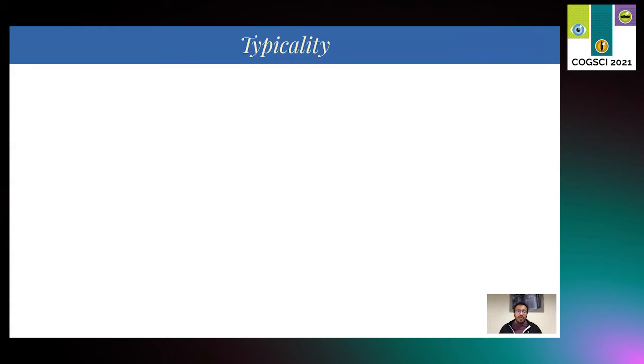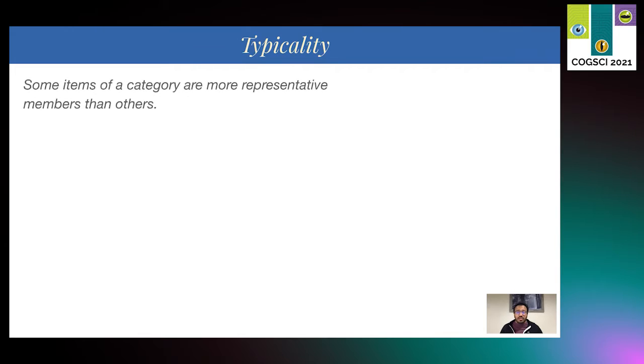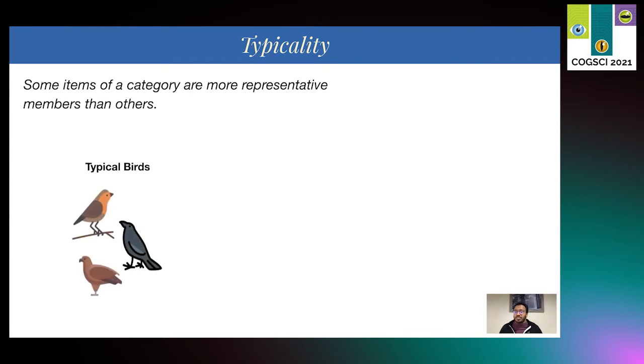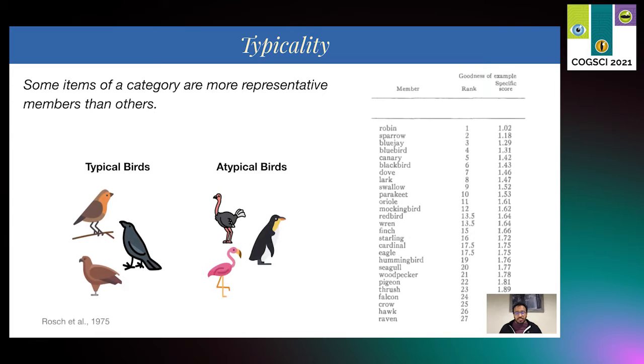I want to start off by introducing the phenomenon of typicality, which suggests that certain members of a category are more representative of it than others. As an example, according to native English speakers, robins and sparrows are more typical of the bird category than are penguins and flamingos. And this was originally observed by Eleanor Rosch in her seminal work in the early 70s.